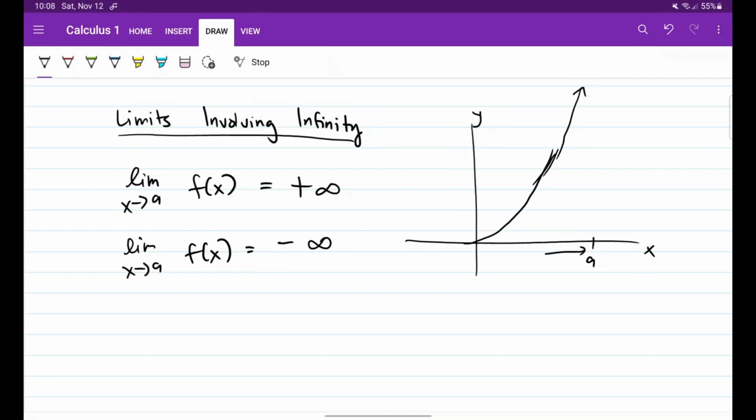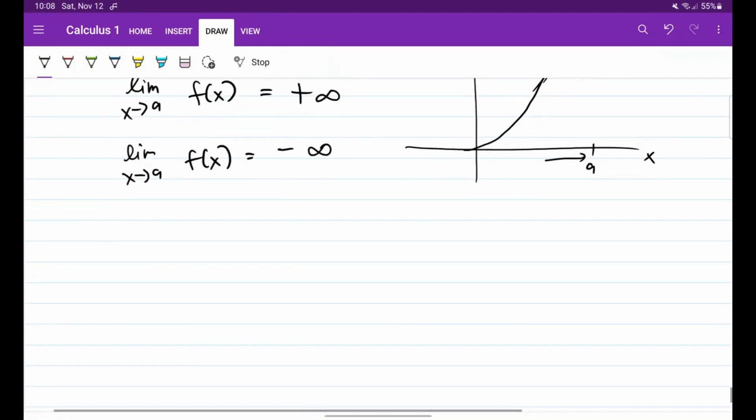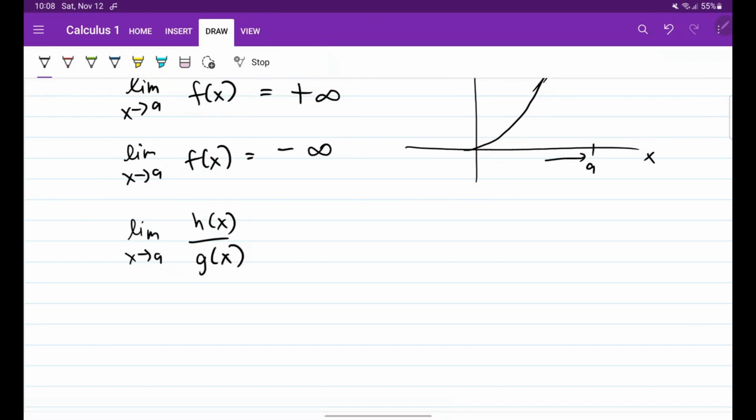So usually, nangyayari ito sa fractions. Okay? So limit as x approaches a of, let's say, h of x all over g of x. So, nangyayari, nagiging equal to sa positive infinity if h of x is positive and g of x is approaching 0 plus. Pag sinabi natin na 0 plus, this is mga 0.000000.